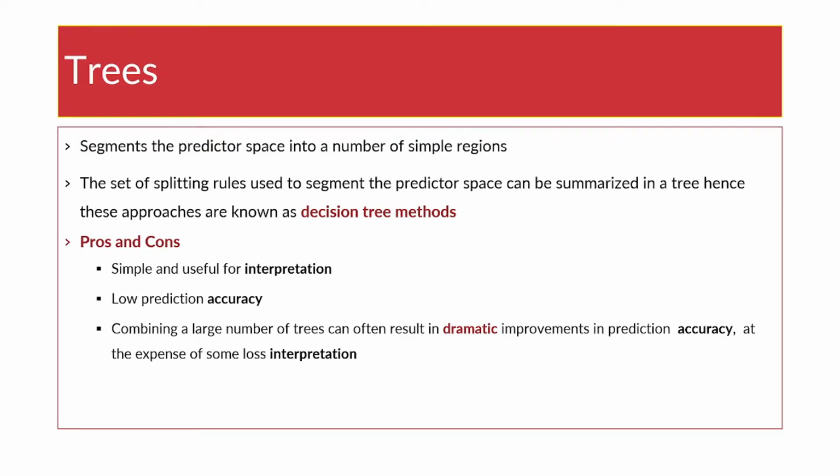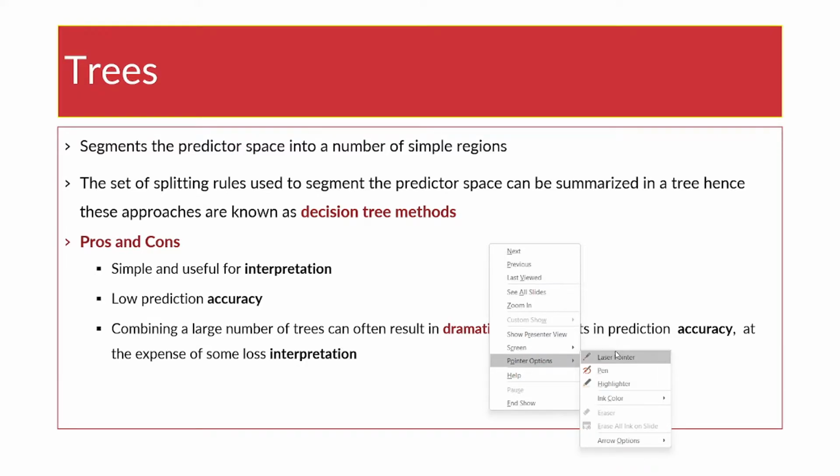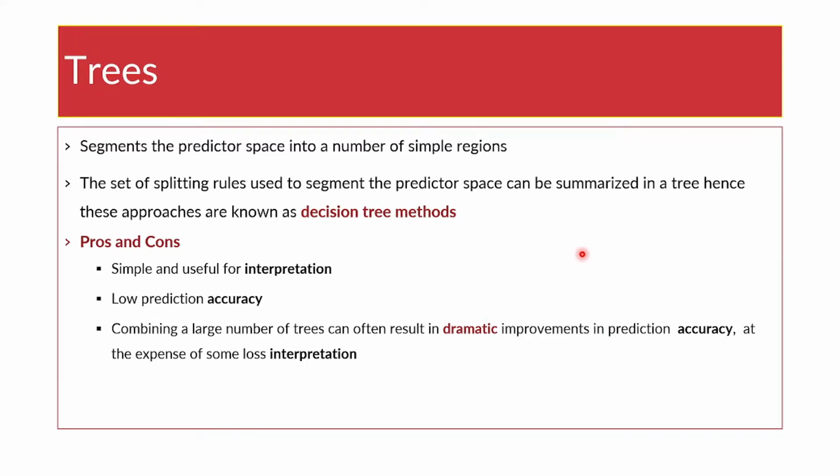The trees segment the predictor space into a number of simple regions. The set of splitting rules used to segment the predictor space can be summarized in a tree. Hence, this approach is known as a decision tree method. It is simple and useful for interpretation. It provides low prediction accuracy. Combining a large number of trees can often result in dramatic improvements in prediction accuracy at the expense of some loss in interpretation.